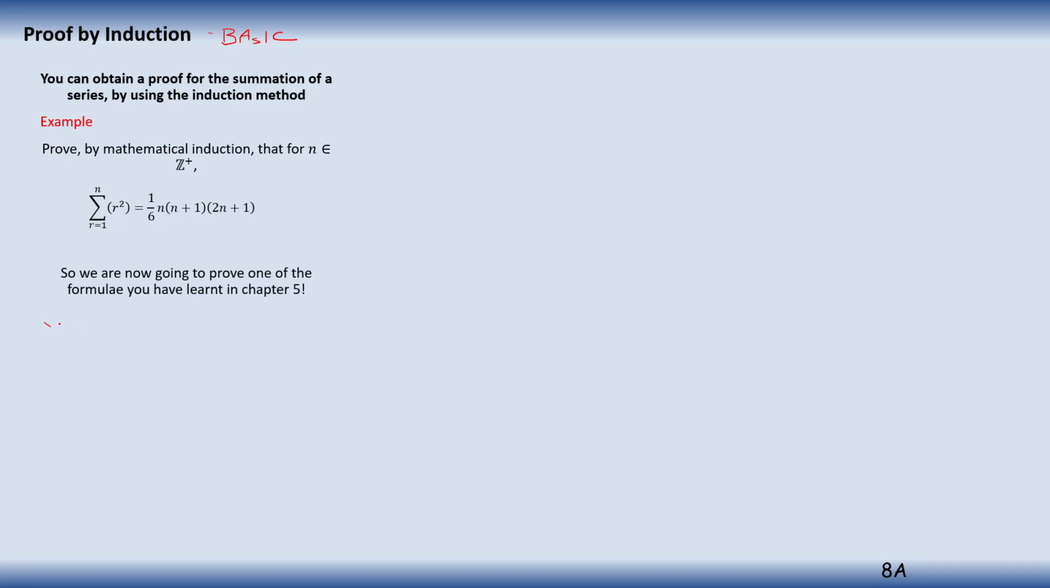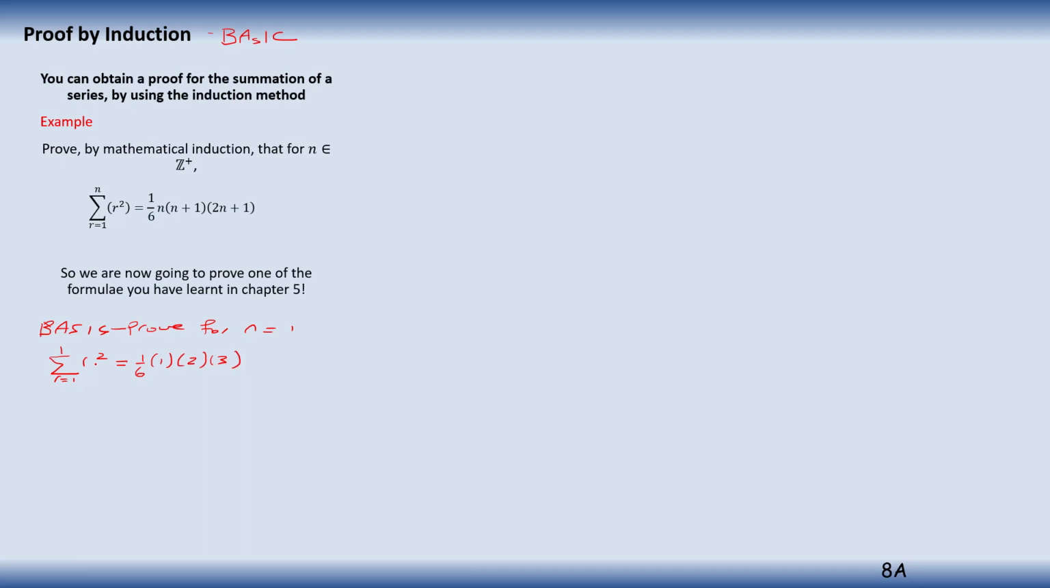I don't think I'll have enough space for this, but we'll try. Basis, prove this true for n equals 1. So I want to prove that it's true for n equals 1. That means we substitute 1 for n. So our summation goes from r equals 1 to 1 of r squared, and that's equal to 1/6 of 1 times 1 plus 1, which is 2, times 2 plus 1, which is 3.